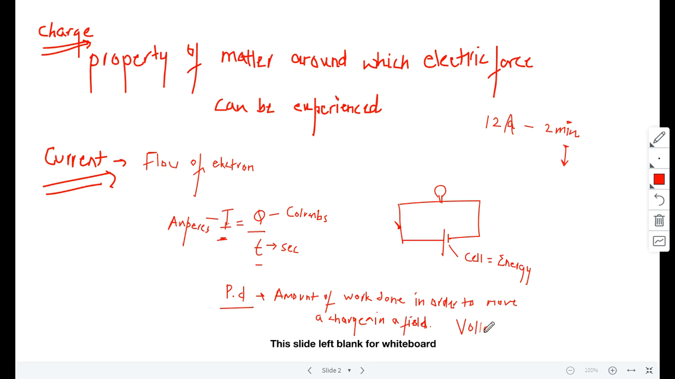So like if you see a battery, on the battery it's written as 12 volts of battery, 14 volts of battery, 20 volts of battery. Its rating is given there. So that's volts. That's how much energy it can provide, basically how much voltage it can provide. So you just have to remember that the unit of potential difference is volts. Now the next is Ohm's law.